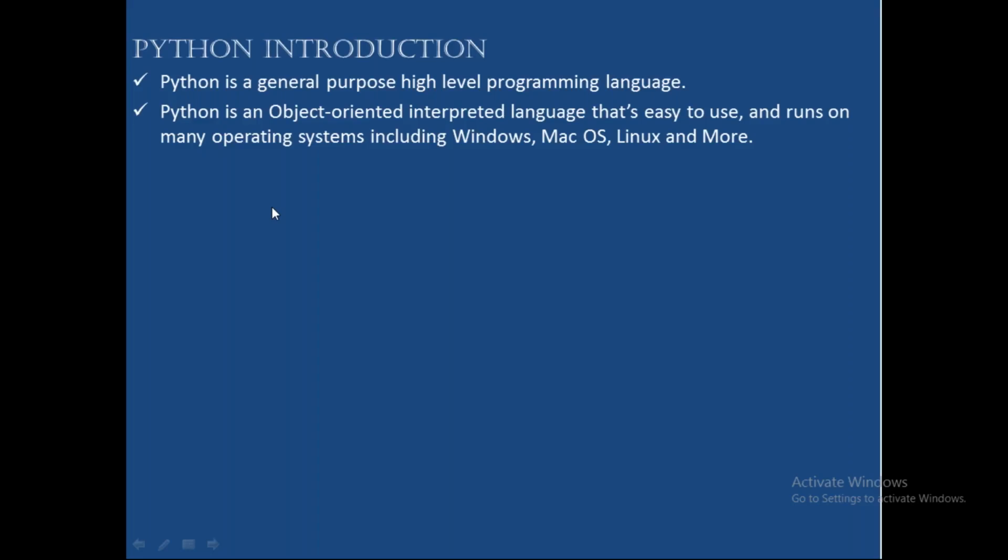But in Python, we are not going to compile it. We have something called an interpreter. The interpreter is going to convert automatically whatever you are writing in English into zeros and ones immediately. That's why Python is an interpreted language. Next, object oriented.